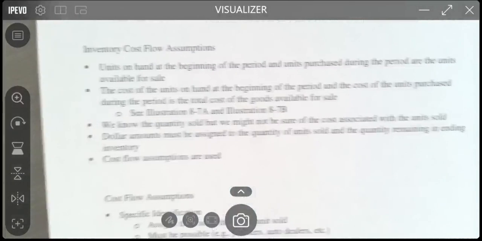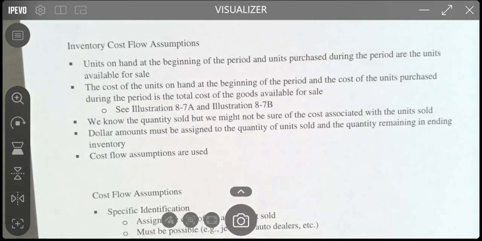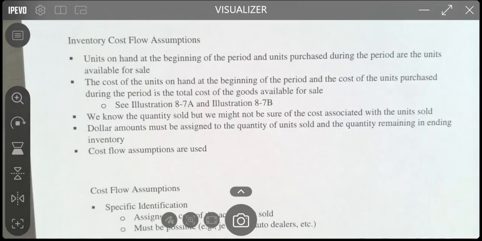The cost flow assumptions. Units on hand at the beginning of the period and units purchased during the period are the units available for sale. The cost of the units on hand at the beginning of the period and the cost of the units purchased during the period is the total cost of goods available for sale.